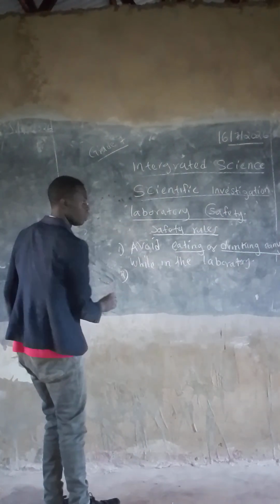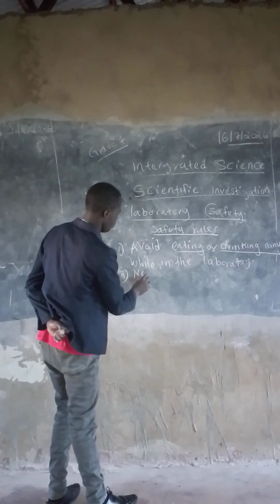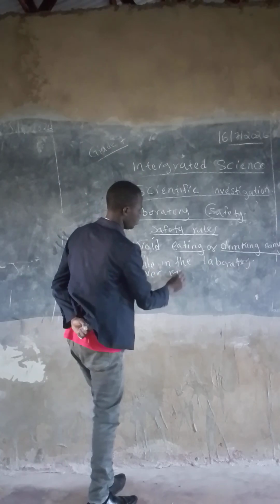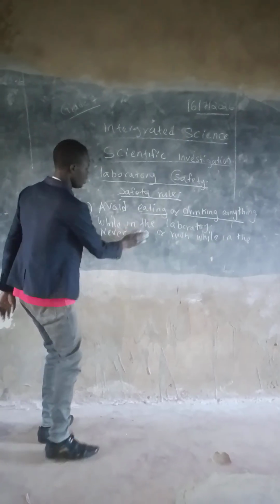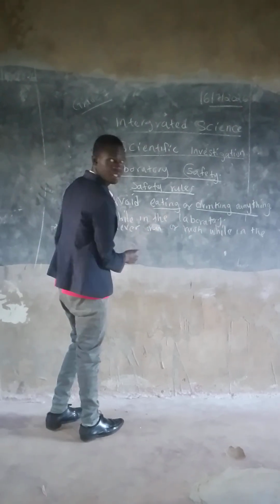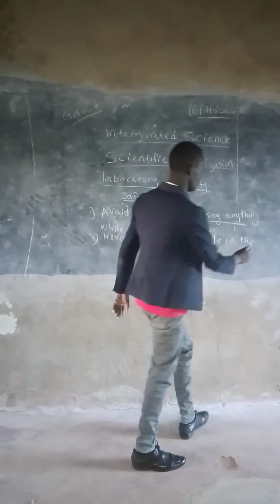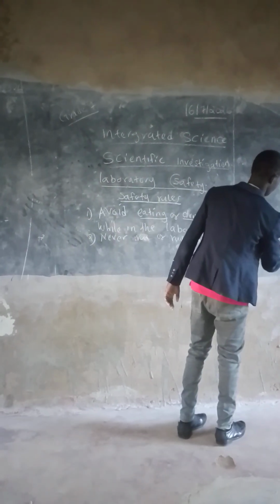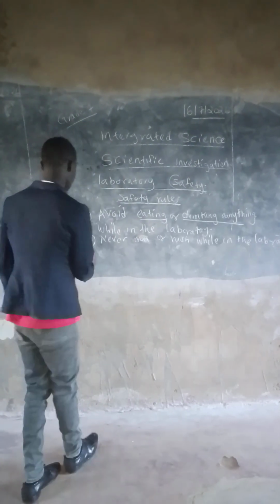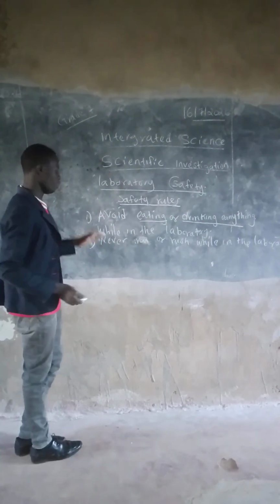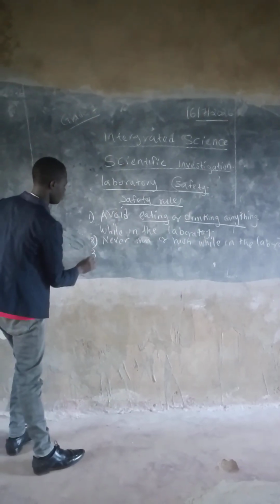2. Never run or rush while in the laboratory. Especially when the floor is slippery, it can cause what we call a fall. We should avoid running or rushing in the laboratory. This is one of the safety rules to observe while in the lab.